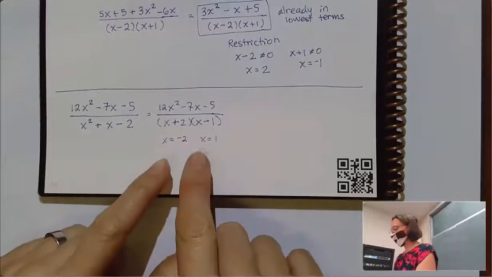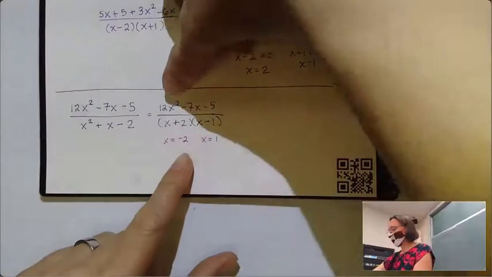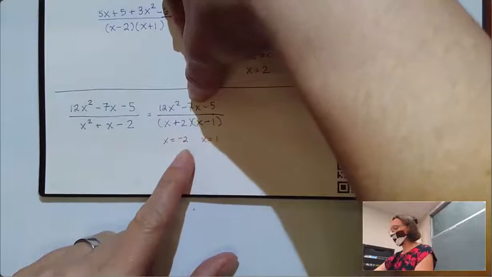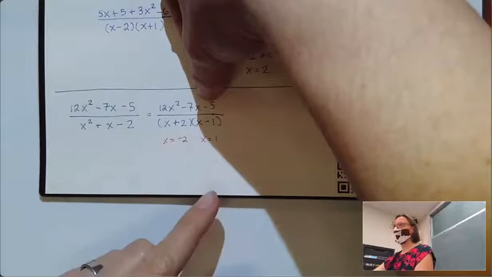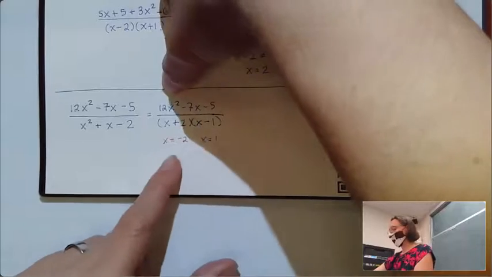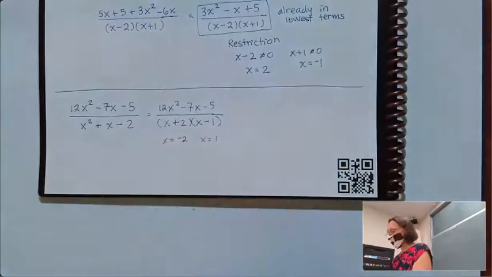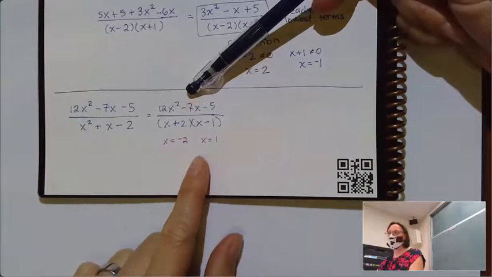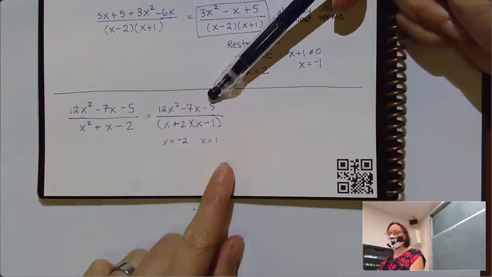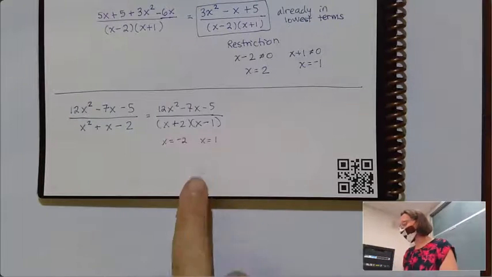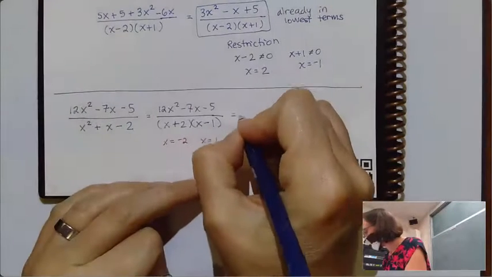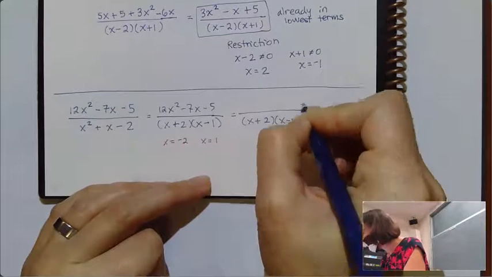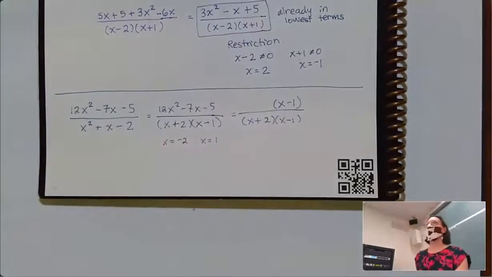So if I plug in -2, -2 squared is 4, 4 times 12, I'm at 48, plus 14 minus 5, like, no way, that's not 0. If I plug in the 1, 12 times 1, I'm at 12, minus 7, so I'm at 5, minus 5, I get 0. Since plugging in the 1 gave me 0, I know that on top, one of my factors is that same factor that gave me the 0 on the bottom.